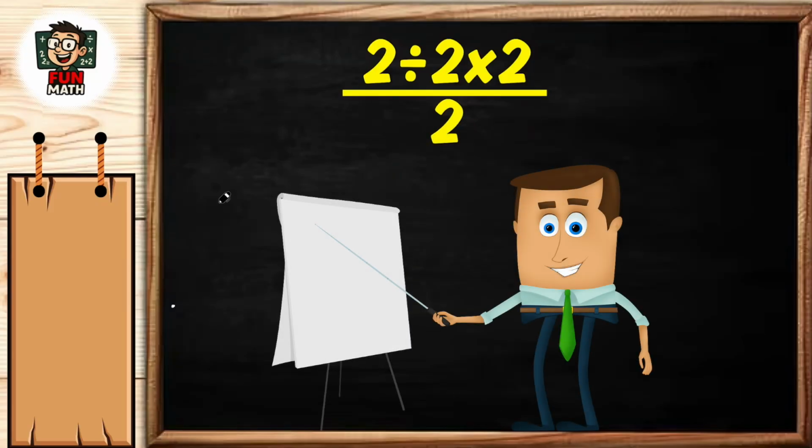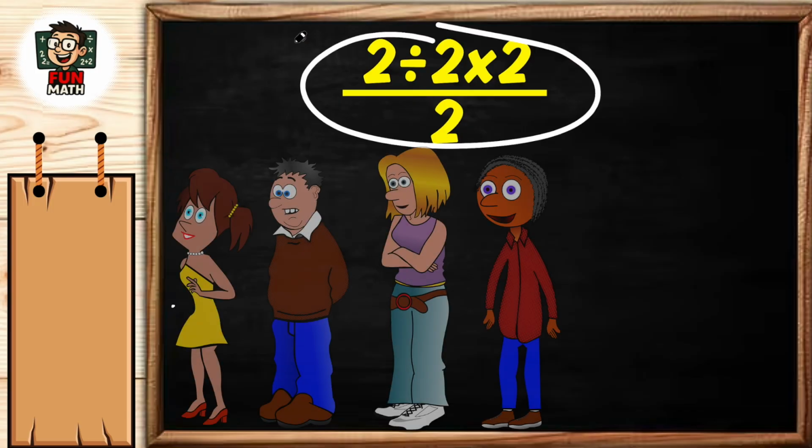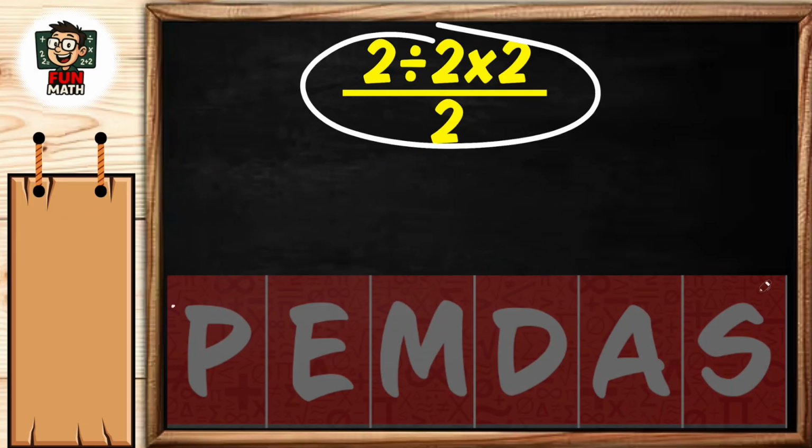Let's take a quick look at our question. When solving complex operations like this, we must pay attention to the order of operations to avoid errors. We code the order of operations as PEMDAS.